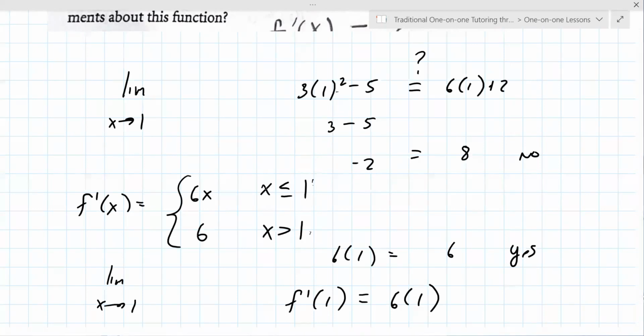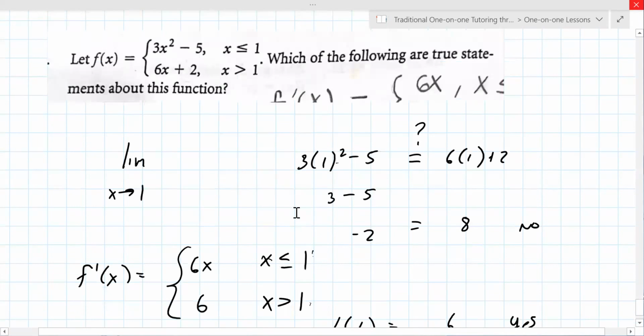And then yes, it does exist, because the limit from the left is the same as the limit from the right is the same as the actual value. Oh, they're asking you to find out. I wasn't looking at the paper, that's why I was confused. So it wouldn't be differentiable, right? Because it's not continuous. It's not continuous, so it can't be differentiable.